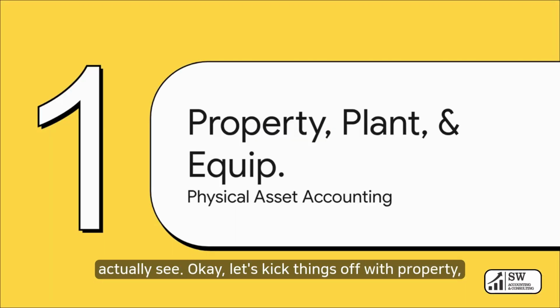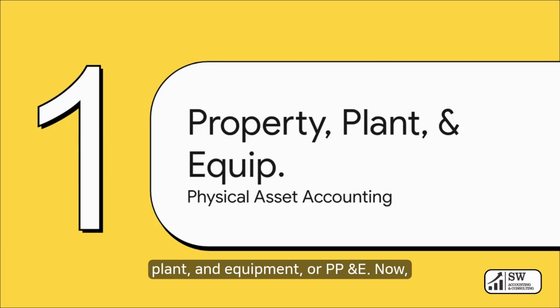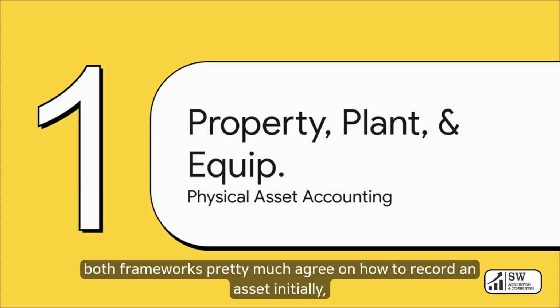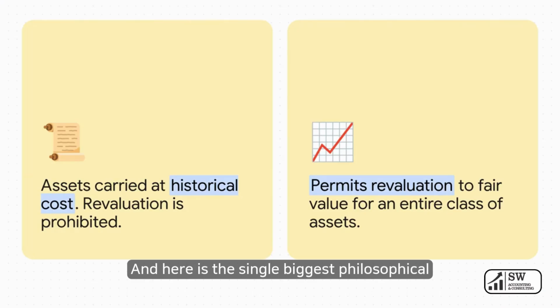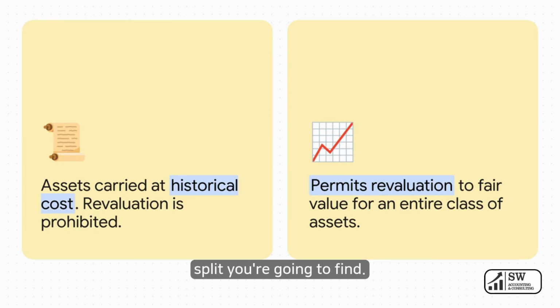Okay, let's kick things off with property, plant, and equipment, or PP&E. Now, both frameworks pretty much agree on how to record an asset initially, at its cost. But right after that, the paths really start to split. And here is the single biggest philosophical split you're going to find.